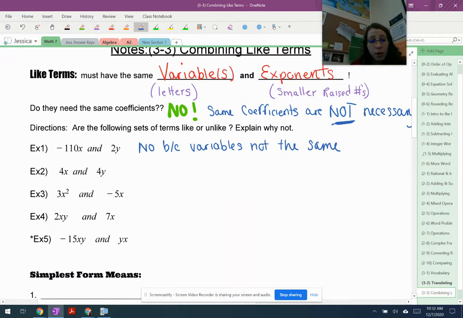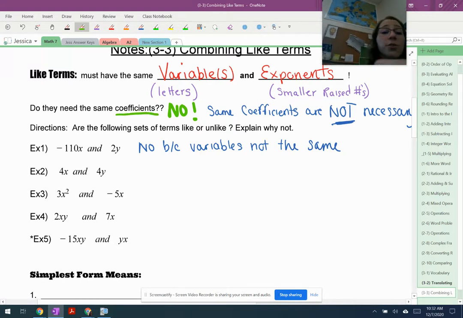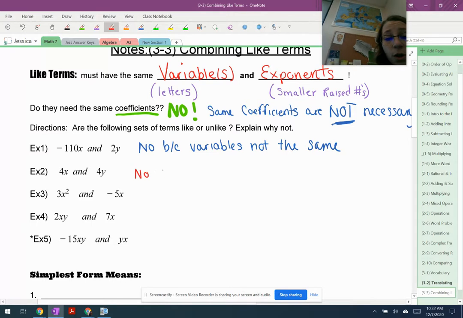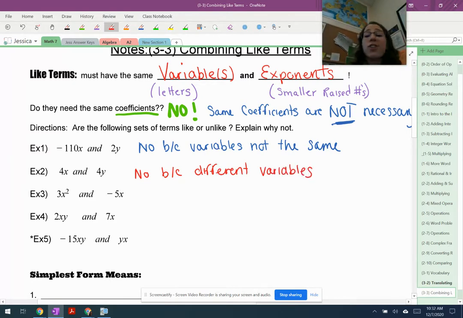Okay, example 2. We have 4x and 4y. Are these like terms? They do have the same exponents and they do have the same coefficient, but remember that coefficient didn't matter. So these are also not like terms, again, because they have those different variables. No, because, and I'm just going to simplify this, different variables. Those coefficients don't matter.